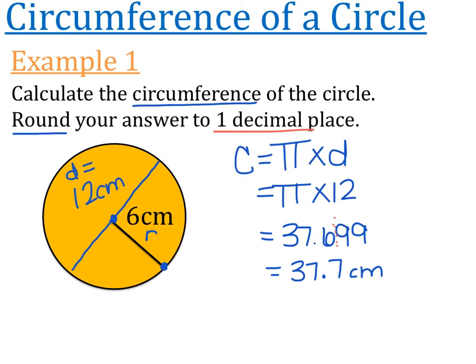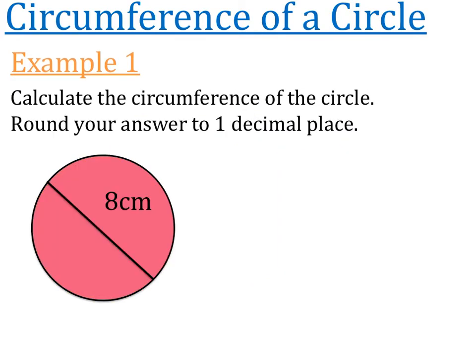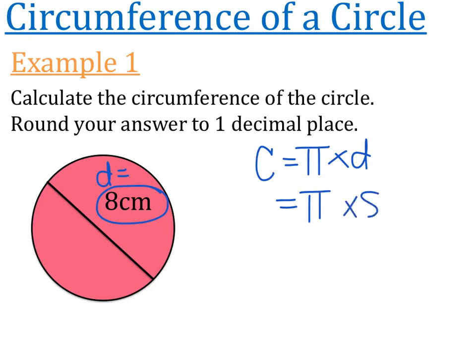Let's try another one. All right, very similar idea in this next example. Again, calculate the circumference of the circle and round your answer to 1 decimal place. Now in this pink circle, I can see that the 8 centimeters is going from one side of the circle all the way to the other side. So that must be the diameter. And we know that circumference is pi times by diameter. So we can find the circumference by doing pi times by 8. And then grab your calculator, pi times by 8. Press the simple to difficult button, and we get 25.1327.